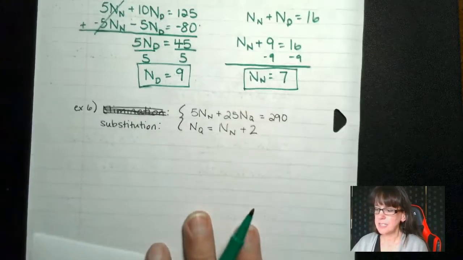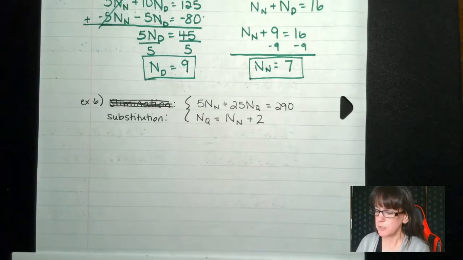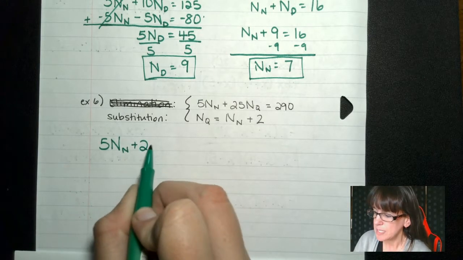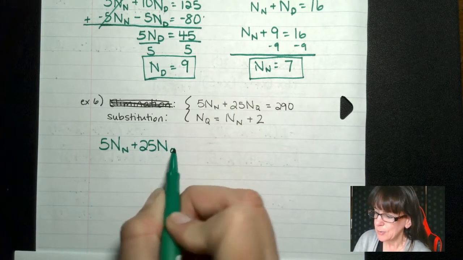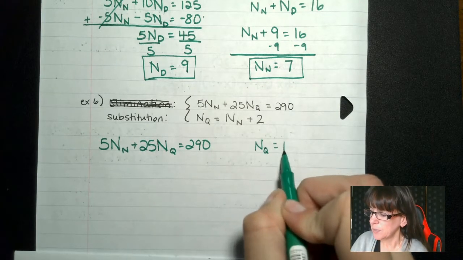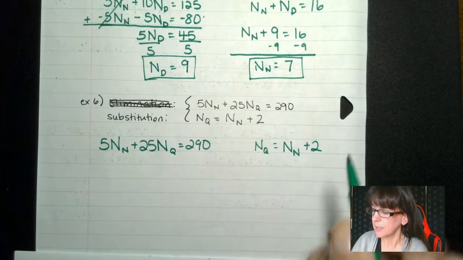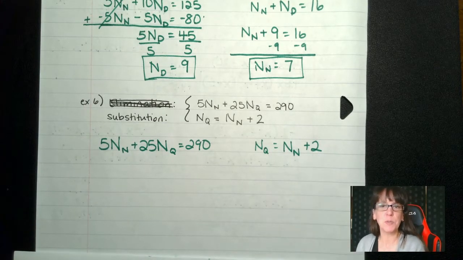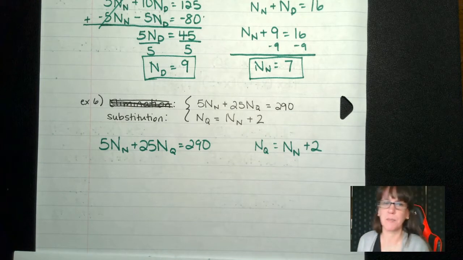All right, so this one is asking us for substitution. When I do substitution, I like to write them side by side. So 5nn plus 25nq equals 290, and then nq equals nn plus 2. Again, this is saying the number of quarters equals the number of nickels plus 2. That's typically what we use these for, but you may see it different.